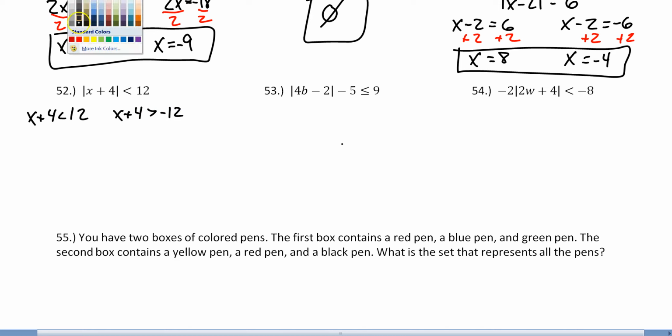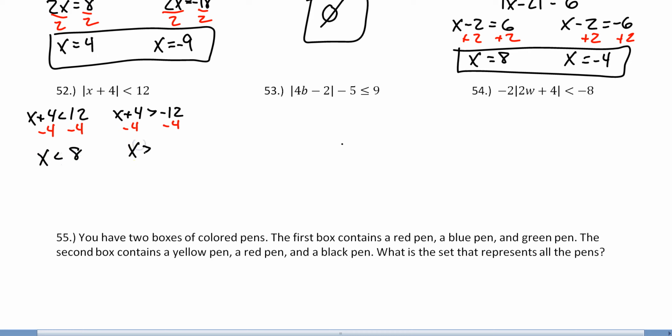And now I solve each of these. Once again, solving each of these, here I'm going to subtract the 4. Here I'm going to do the same thing. So I get x is less than an 8. Over here I get x is greater than a negative 16. But then the last thing I have to do, I have to determine if this is an and inequality or an or inequality. If I have two inequalities, it's either an and or an or.